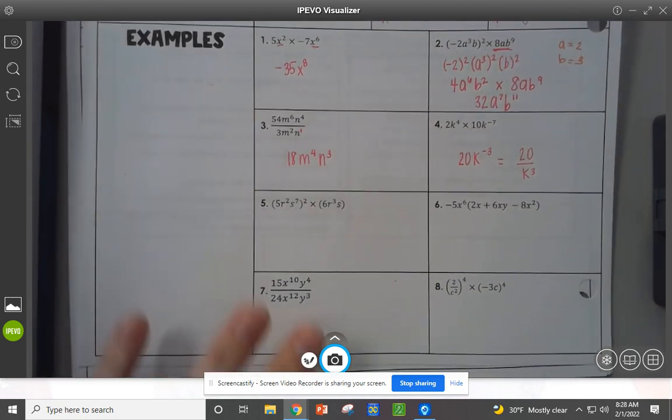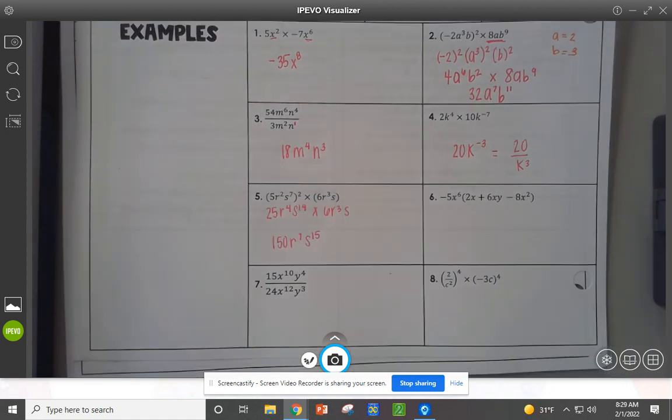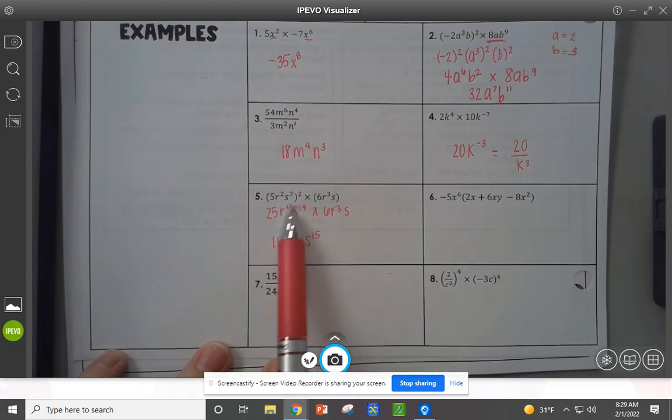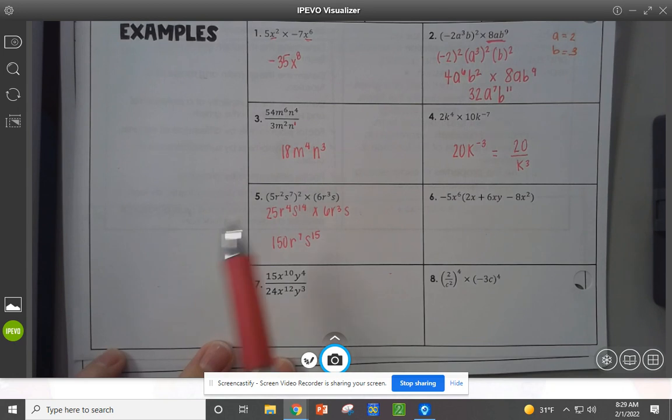Go ahead and try number 5. That one's similar to number 2. Number 5, your final answer should be 150 r to the 7th, s to the 15th. You needed to square this first and then multiply.